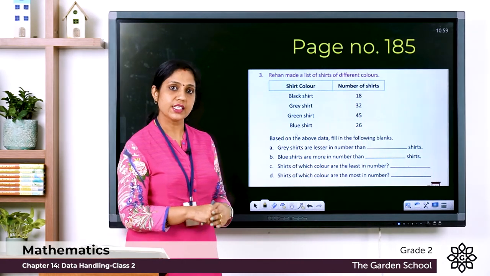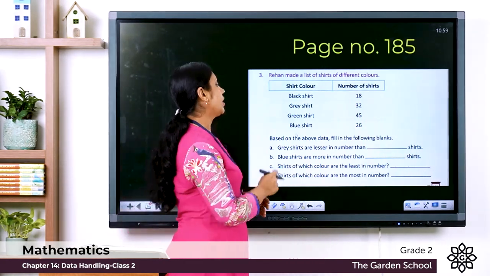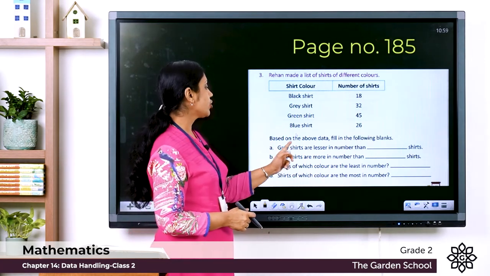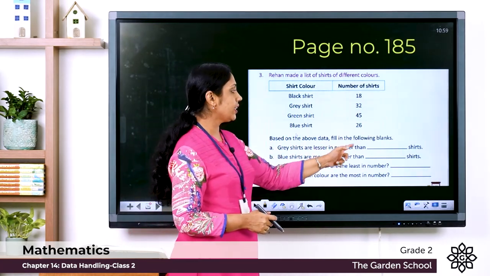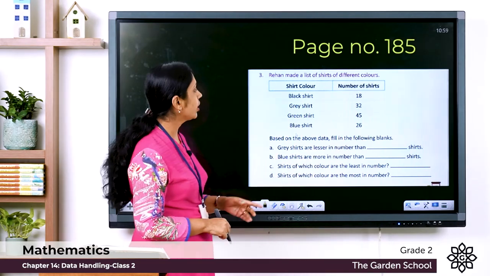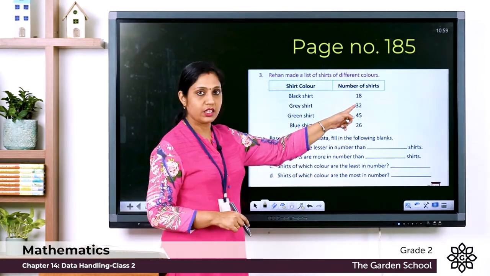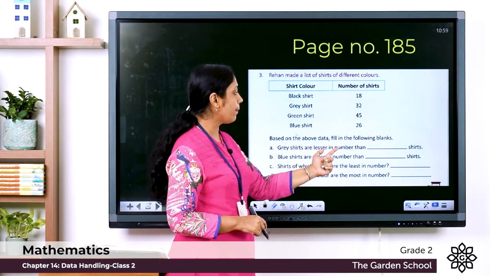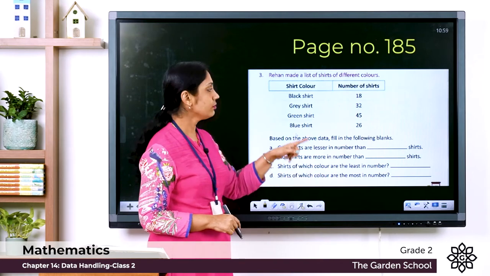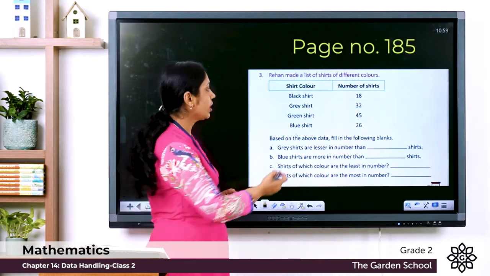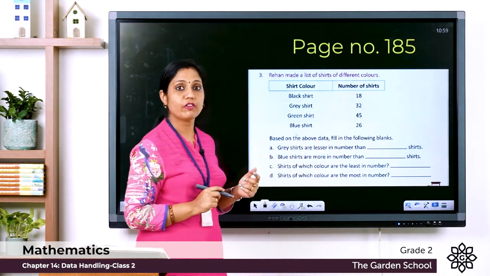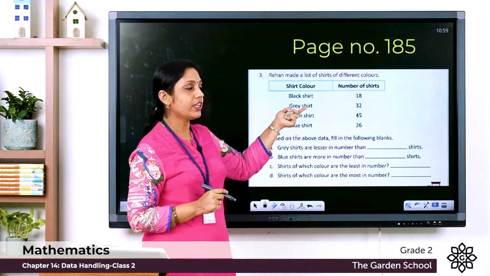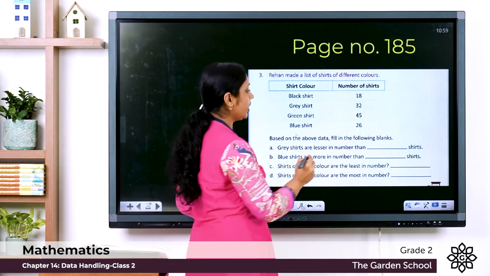Now we have some questions, let's do that. Based on the above data, fill in the following blanks. A. Gray shirts are lesser in number than dash shirts. So look here, gray shirt is 32. So what is the question? Gray shirts are lesser in number than green shirts. Because here you can see the number of green shirts is 45. So gray shirt is lesser than green shirt.